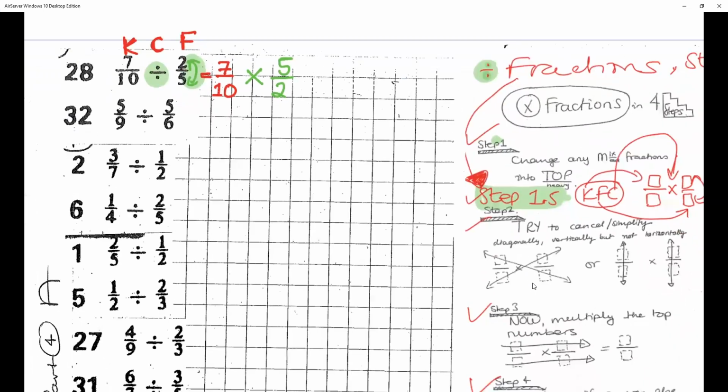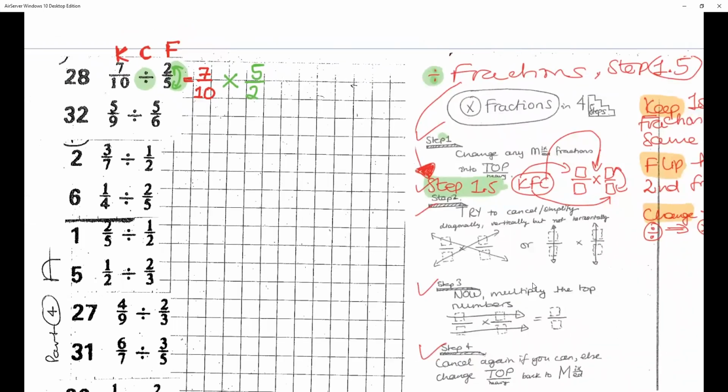So let's go back to the rules now. Step 1 we had to miss because we couldn't do it. Step 1.5, we've just done it. What is step 2 telling us to do from the right hand side of the page? Try to cancel or simplify diagonally, vertically, but not horizontally. Lovely. Come on then. Let's try to see.